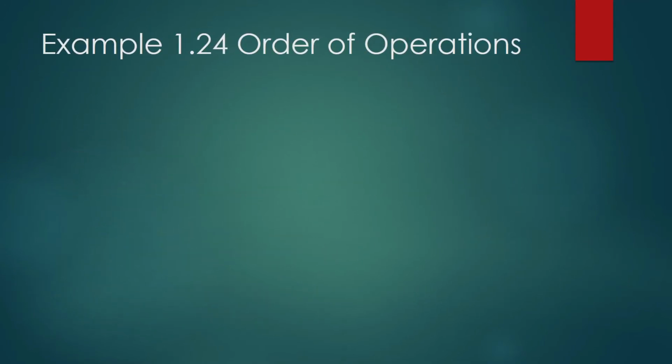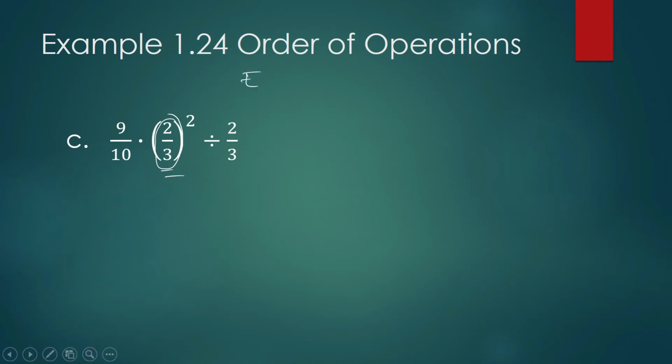Example 1.24, order of operations. 9/10 times 2/3 raised to 2 divided by 2/3. We will do this first, PEMDAS. Well, this one is not really a grouping, okay? That is just to emphasize that you are squaring the whole fraction. So PEMDAS, E, exponentiation.